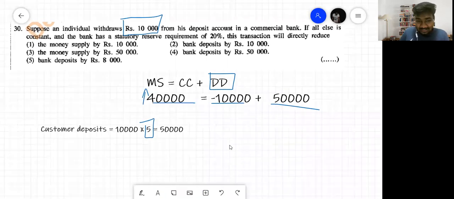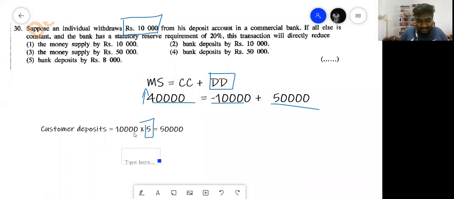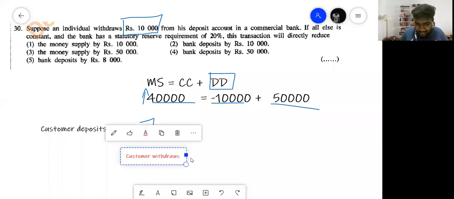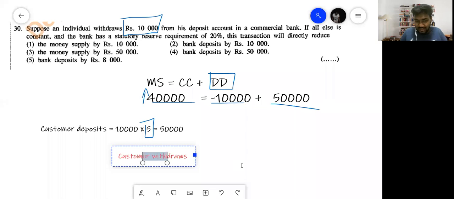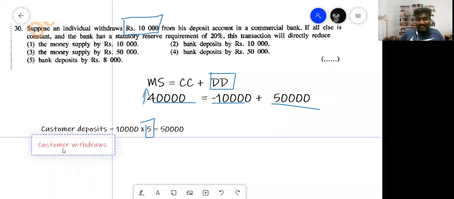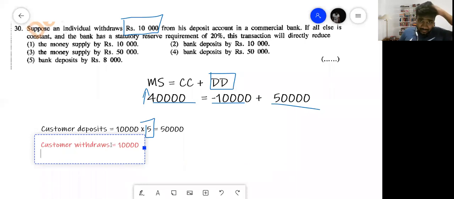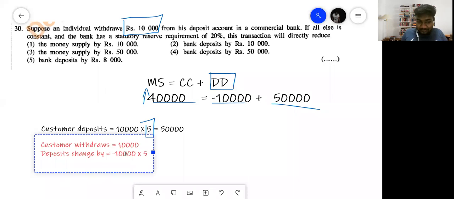Now, in our case, it is the opposite. The customer is not depositing. The customer is withdrawing 10,000. So when he withdraws 10,000, it's the opposite of this that happens. That is what I'm trying to prove here. This is not the answer. The one I'm typing in red is the answer. When a customer withdraws 10,000, the deposits change by how much? He's taking 10,000, so it gets multiplied in the banking system. Deposits change by minus 10,000 multiplied by 5. Deposits fall by 50,000. Bank deposits in the banking system will fall by 50,000.